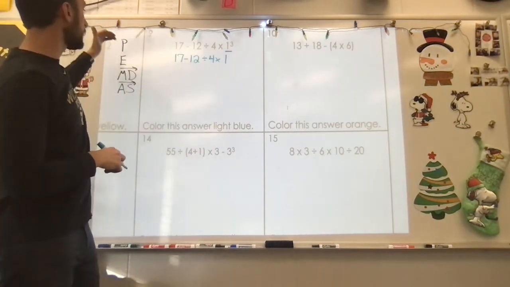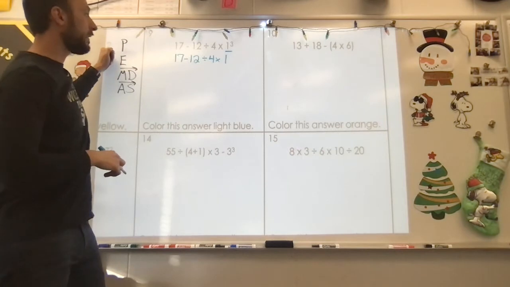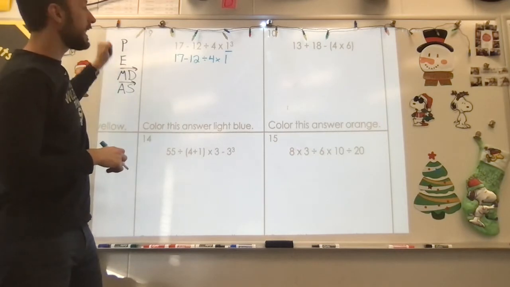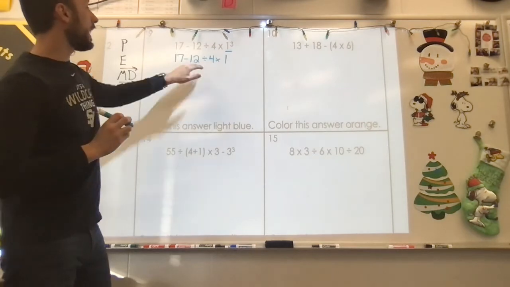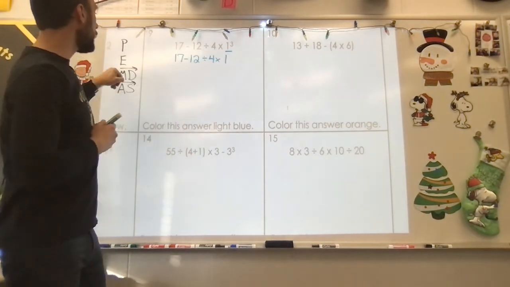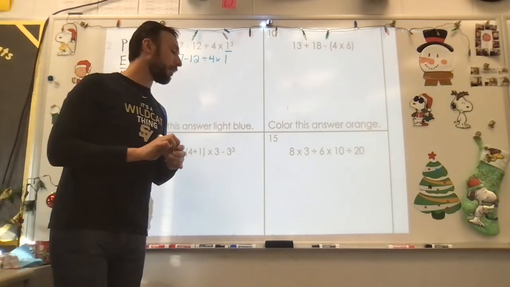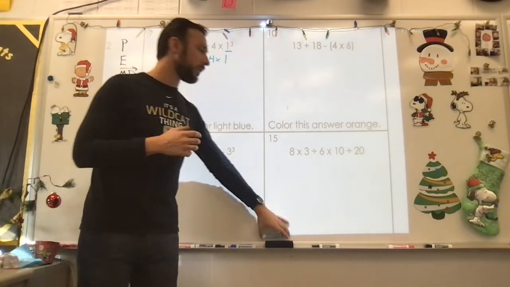Now I go through my checklist. I don't have any parentheses. I don't have any exponents. Do I have any multiplication or division? Yes, I have both. And here's where kids get tripped up. Do we divide first or do we multiply first? I know that M comes before D in PEMDAS, but that does not mean we do it first.